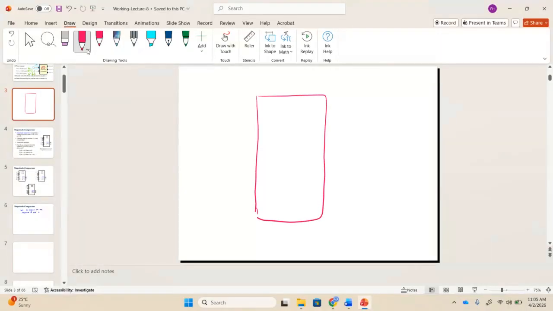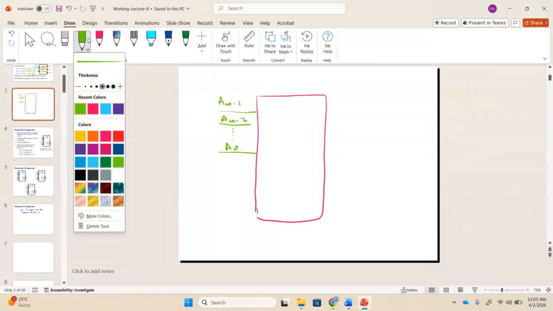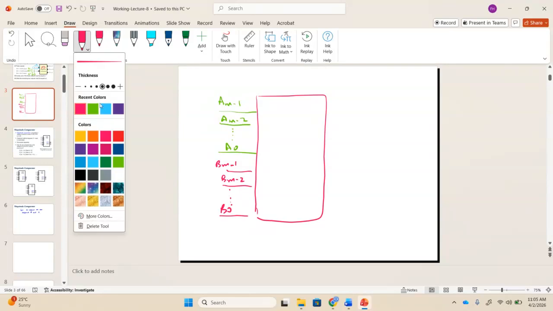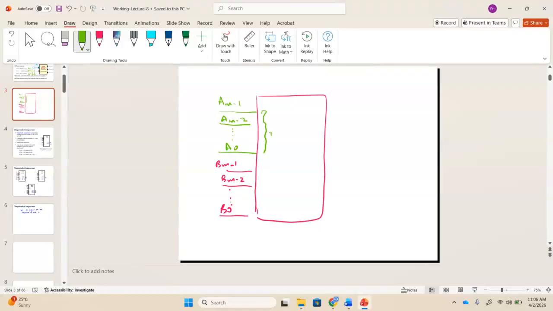We are comparing two quantities, A, which is A m minus 1, A m minus 2, and so on until A 0, with another number B m minus 1, B m minus 2, and so on until B 0. What is the size of A? The size of A is m bits. And the size of B? M bits. So this is the block diagram of the comparator.